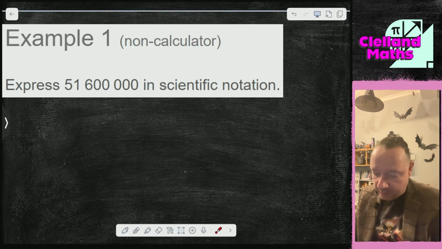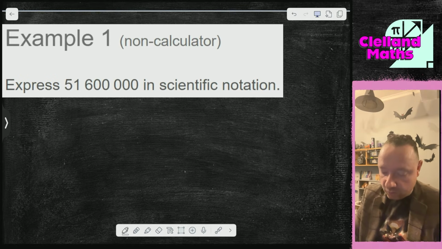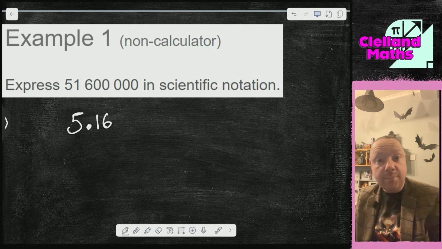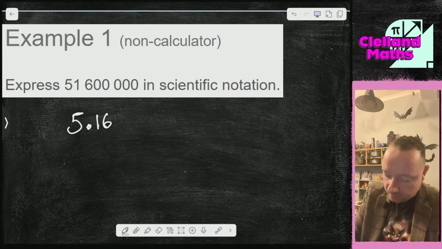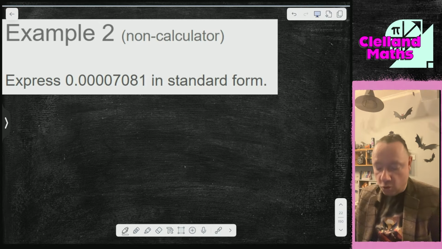But example 1, express 51,600,000 in scientific notation. So a big number to scientific notation means I just write down 5.16, the first number I come to, because the first number needs to be between 1 and 10. Then it's just a bunch of zeros, so it's times 10. And then to get your power, you just count how many numbers are after the first one. Well, I've got 3, 6, 7. So it's the power of 7. And we're done there.